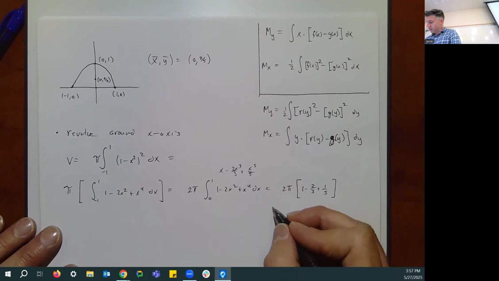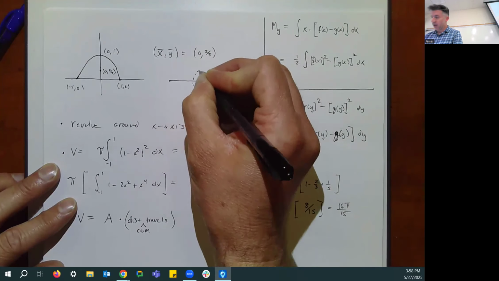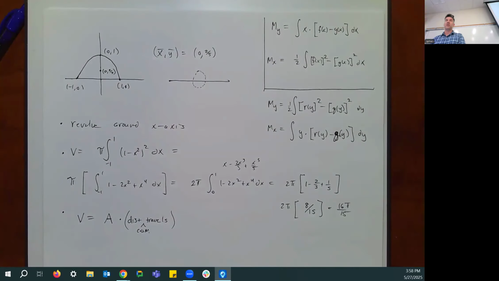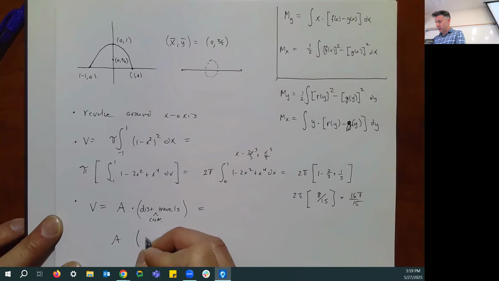So if you think about the center of mass getting revolved around the x-axis, it's essentially going to take this loop that goes around this way. And the distance of that loop is just the circumference of a circle with a radius of 2/5. So this volume is going to be some area times the distance traveled, which is going to be 2 pi times a radius of 2/5. We already found the area of that region. I think it was 4/3. So we have 4/3 times 4 pi over 5, which, yep, still yields 16 pi over 15.